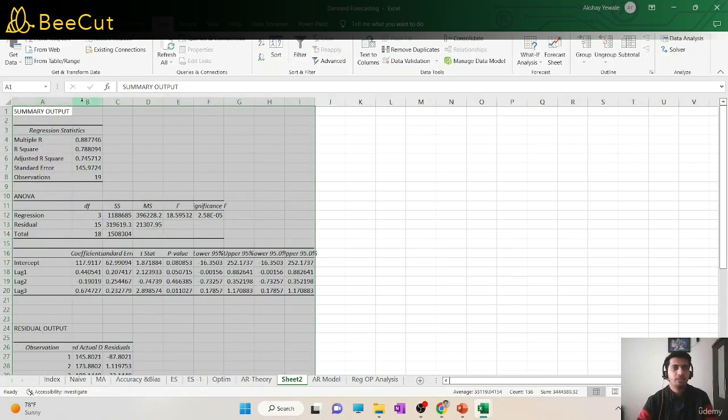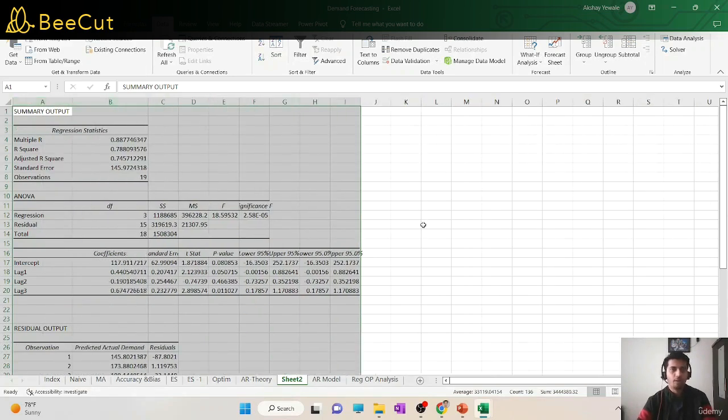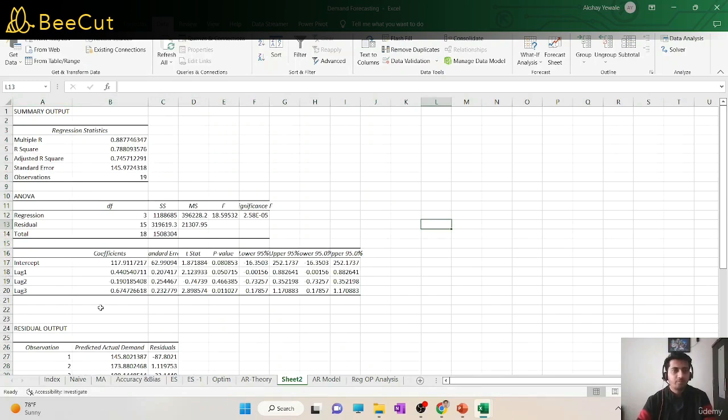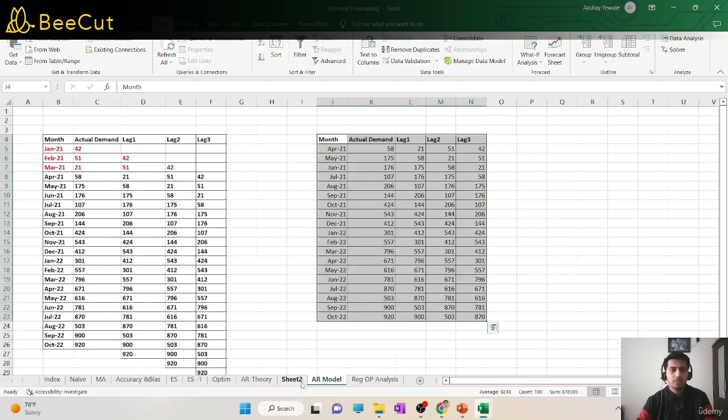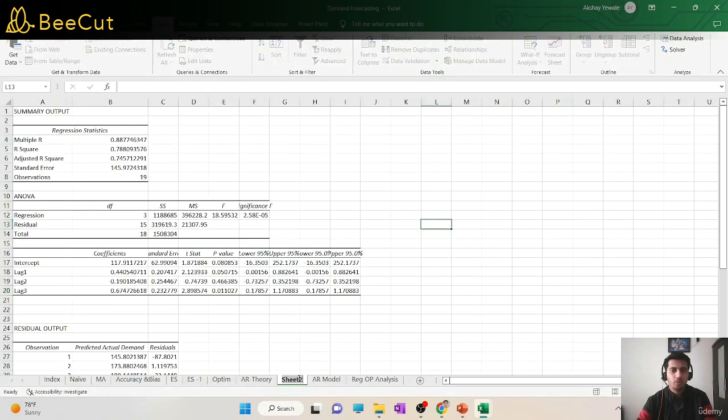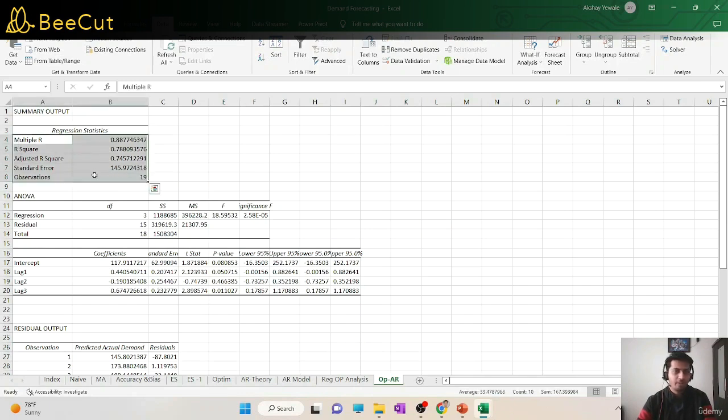Now we need to understand this statistical output, what it is. So this is the output which we have got from the AR model, and the model has given different statistical parameters based on which we need to judge whether the output which has come is useful or not. So let us get started one by one.